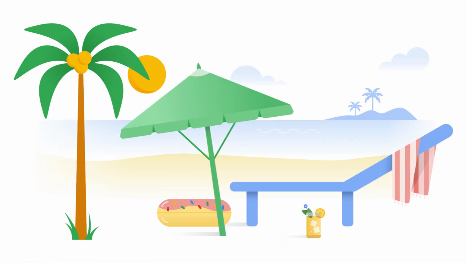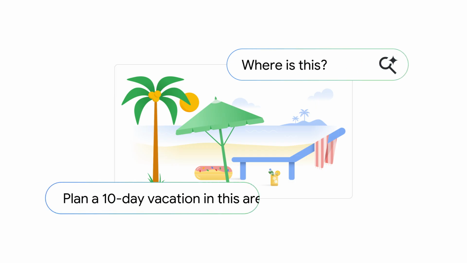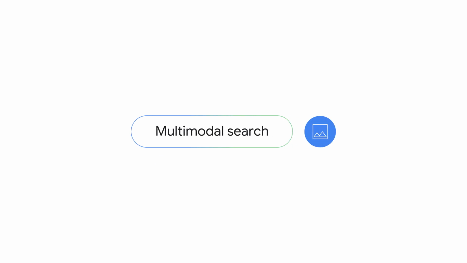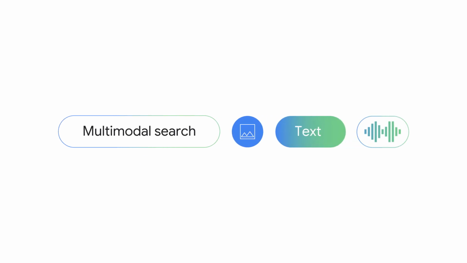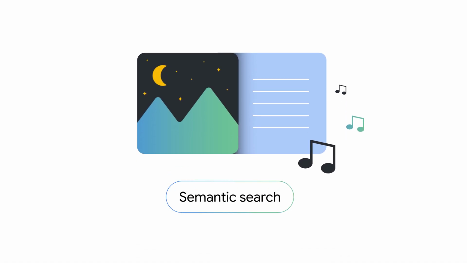Consider these examples of AI-powered search in action. Planning a vacation? Imagine seeing a picture and asking Google, "Where is this?" Plan a 10-day vacation in this area. This is multimodal search, potentially combining image, text, and audio inputs. It also requires the search engine to understand semantic meaning and context to make recommendations.